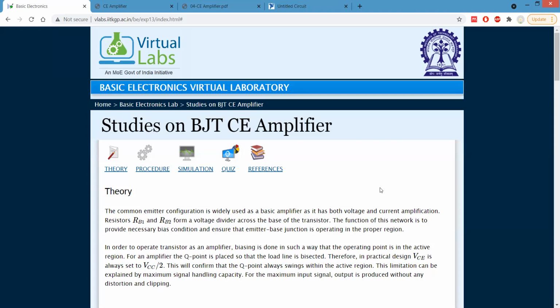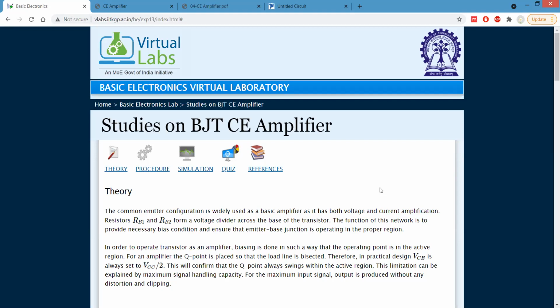If you can recall, a transistor has three different regions: cutoff region, active region, and saturation region. In order to make sure the transistor is working as an amplifier, we have to keep it in active mode, unless there is any special requirement of saturation or cutoff. Otherwise, it should be in the active region, where we can use it as an amplifier.